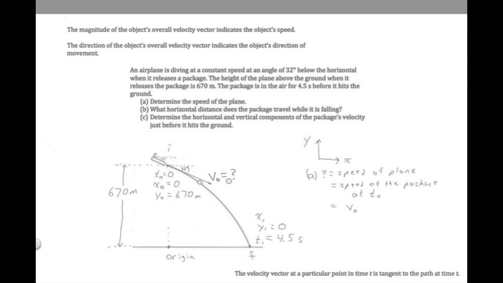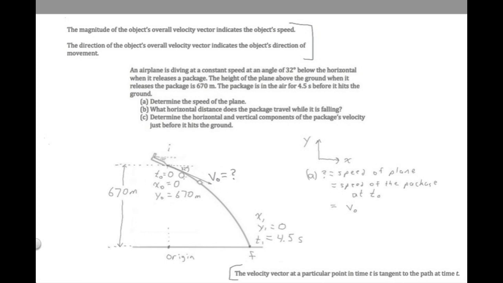So far, while we were dealing with the question and building it into the sketch, we've used a few ideas that I think I've talked about in previous videos. So we used the idea that speed refers to the magnitude of the overall velocity vector. The problem asked for the speed of the plane, which we know will also be the speed of the package at time 0. And we know that the package's speed at time 0 also is the magnitude of the package's overall velocity vector at time 0. And that's why we can use this symbol to stand for the question.